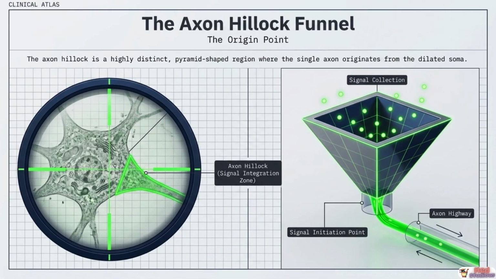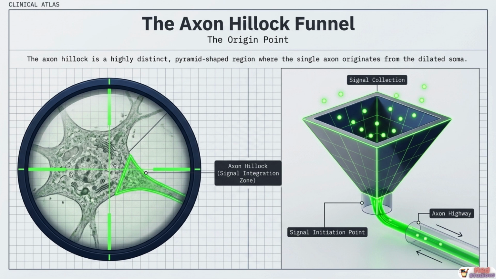As we move from the busy soma toward the axon, we hit a critical transition zone, the axon hillock. Visually, the axon hillock is a highly distinct, pyramid-shaped or cone-like funnel where the single axon originates from the dilated cell body. It is histologically notable because it is entirely devoid of those dark-staining Nissl bodies we just discussed, giving it a pale, clear appearance under the microscope.